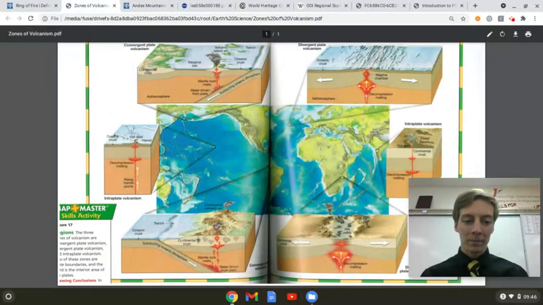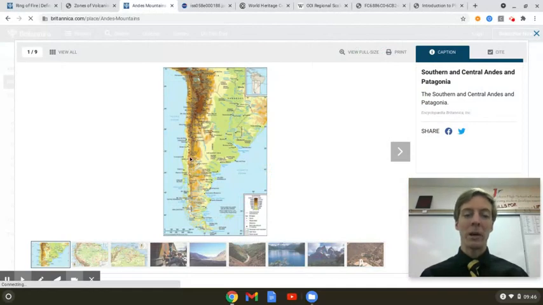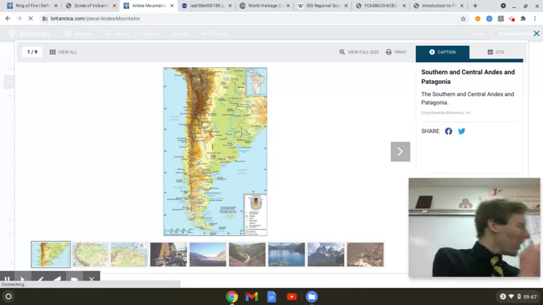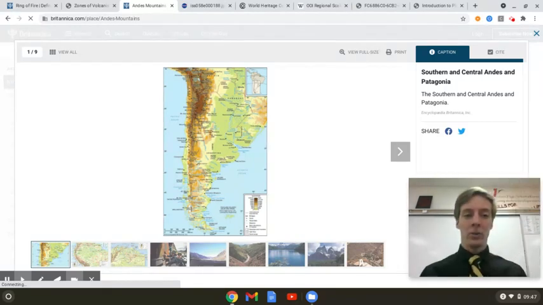So what's happening? As the oceanic crust subducts under, you're going to get melting. This continental crust is here. This molten mantle is going to rise in magma plumes and create a volcanic mountain chain. So the Andes Mountains on the western side of South America are volcanic mountains because the Pacific plate's under. Excuse me, apologies.